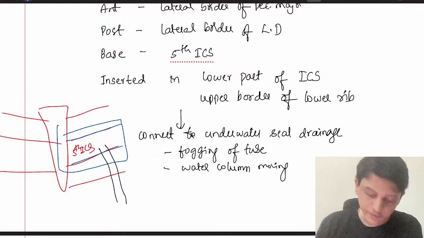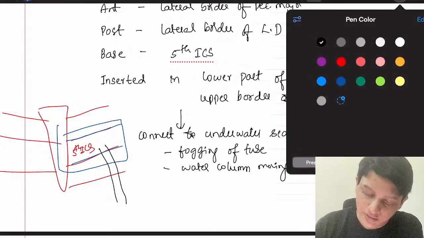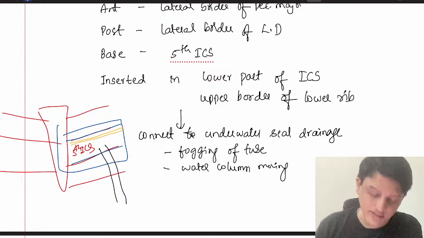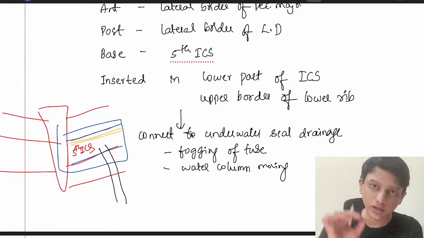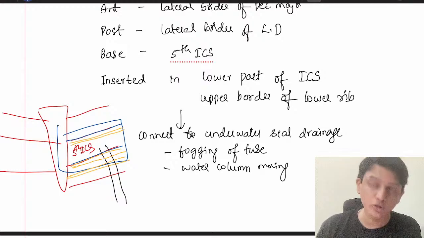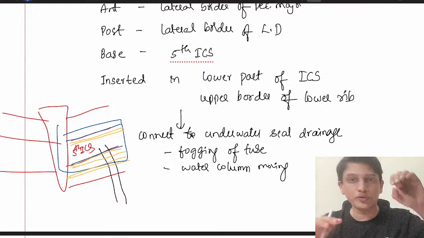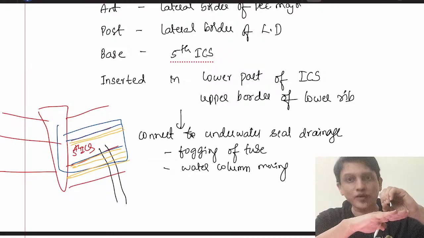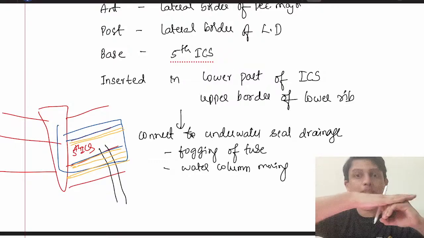Why? Because if there is a rib, the neurovascular bundle is here. All the neurovascular bundle goes just below the ribs. See here. If this is a rib, just below the rib the neurovascular bundles are present. So if you put it just below the rib, it can injure the neurovascular bundle. So just above the rib you have to put it.